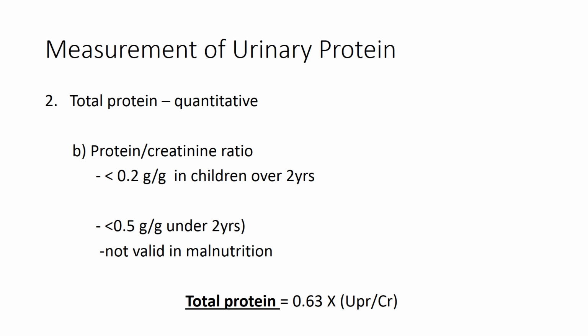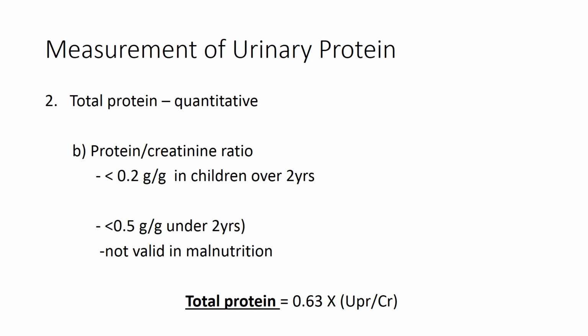So using a protein creatinine ratio, a reading of 0.2 grams per gram in children over 2 years, just like in adults, is considered normal, whereas for children under 2 years, it's slightly higher. So 0.5 grams per gram would be considered normal. Please note that because creatinine is determined by muscle mass, these calculations are not valid in children with malnutrition.